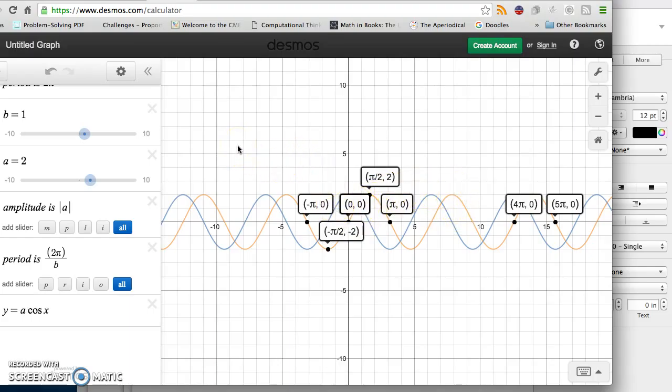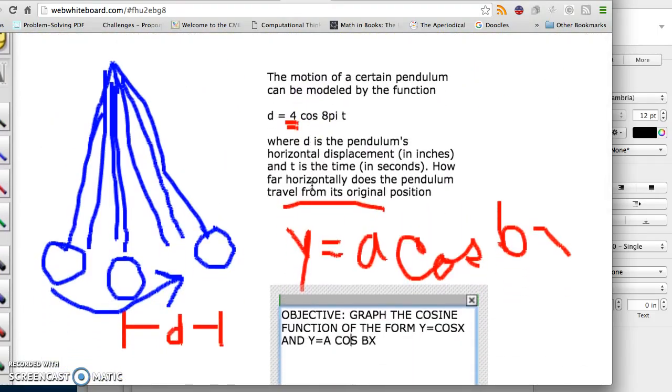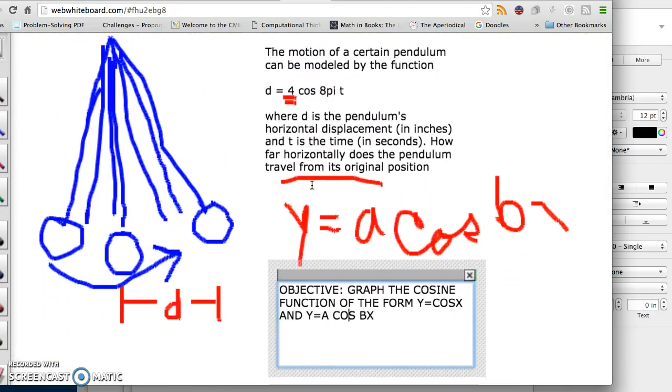I do want to show you one word problem though, because the waviness of these functions when you graph them makes them useful to model. There's a lot of things in nature. Sound waves are just one of the things in nature that look like this. So you'll get problems where they say a sound wave is modeled by the equation y equals 4 cosine bx. The problem that I've copied down talks about a pendulum. The motion of a certain pendulum can be modeled by this function, and I've got a drawing of the pendulum over here.